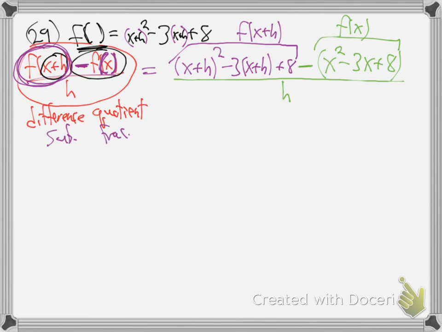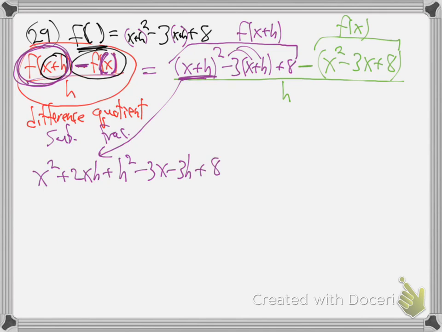Okay. So let's do this part right here. What do you do with that? You have to square it. Can you just make it x squared plus h squared? No. You've got to write two of the parentheses and FOIL it all out. So it's just x squared plus 2xh plus h squared. We good? And then the minus 3 distributes: minus 3x minus 3h plus 8. Now we have to subtract. Now this minus is going to distribute to all three. Minus x squared plus 3x, it's going to change all those signs, isn't it? Over h. So x squared minus x squared cancel. Everybody good to there, though?